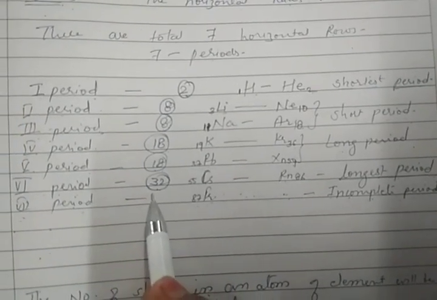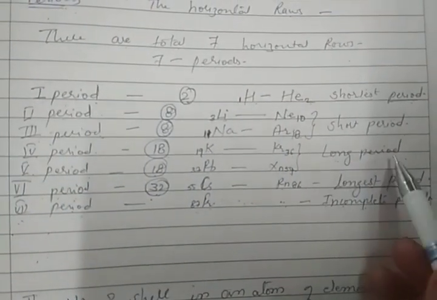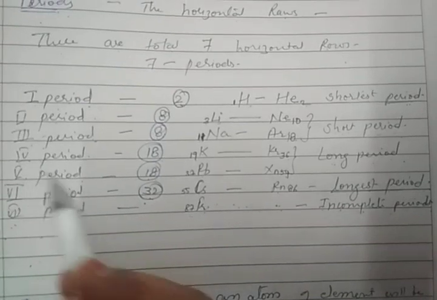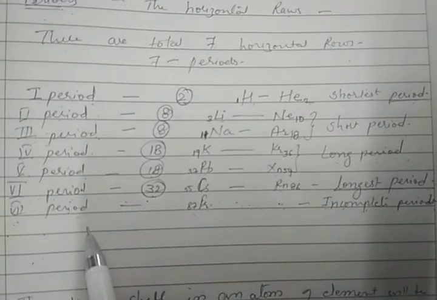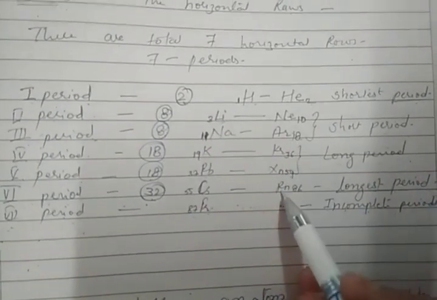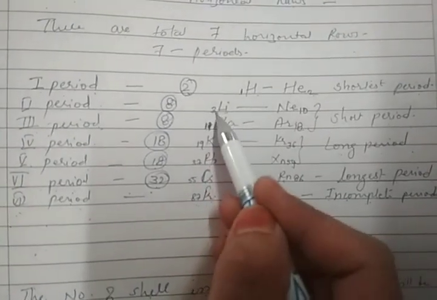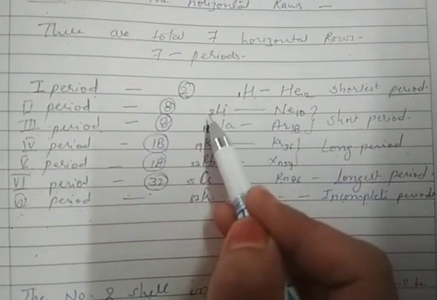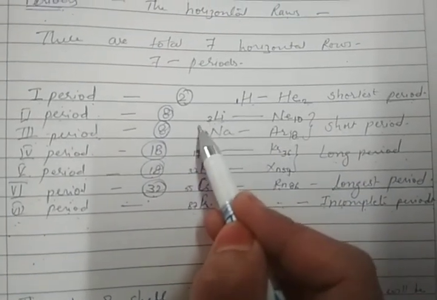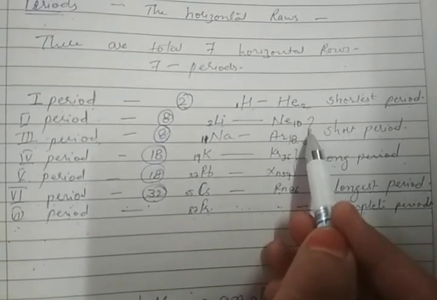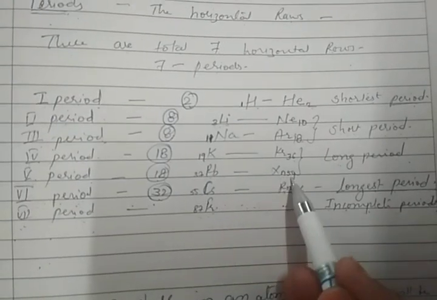Also it can be asked, name the following. Name the shortest period, that is the first period. Name the long periods, that is the fourth and fifth period. This way, the study of the periods and their names and the number of elements belonging to them is very important for the exams. Also, we have to remember their atomic numbers, the starting and ending elements. For example, the second period starts with lithium 3 to neon 10. The fifth period starts with rubidium 37 to xenon 54.